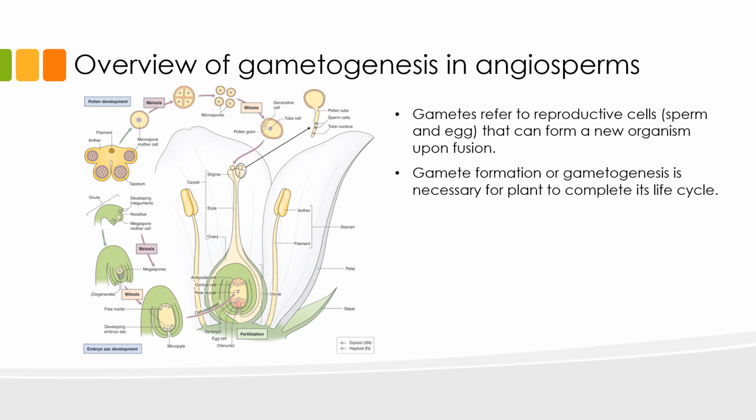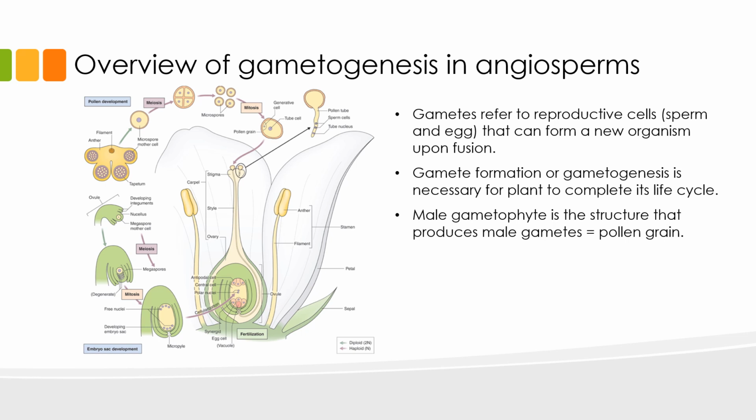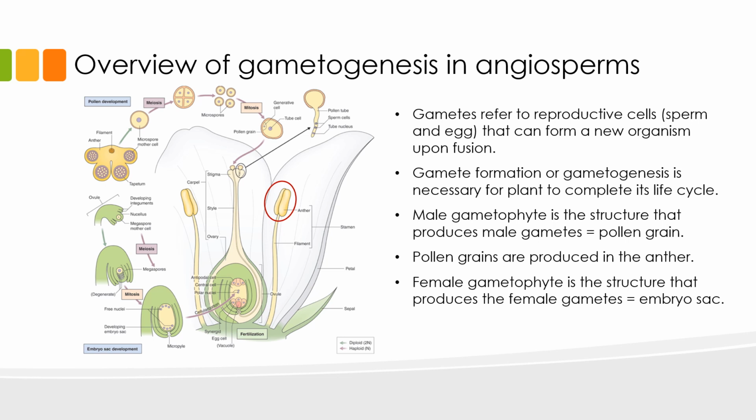In flowers, the sperm cell is produced in the pollen grain. The structure or organ that produces the male gamete is known as the male gametophyte. Since the pollen grain produces the male gametes, it is considered the male gametophyte. Pollen, in turn, is produced in the anthers of the stamen. The egg cells are produced in the embryo sac. The structure or organ that produces the female gametes is called the female gametophyte. The embryo sac produces the female gametes and is therefore the female gametophyte. The embryo sac is produced within an ovule in the ovary of a carpel.